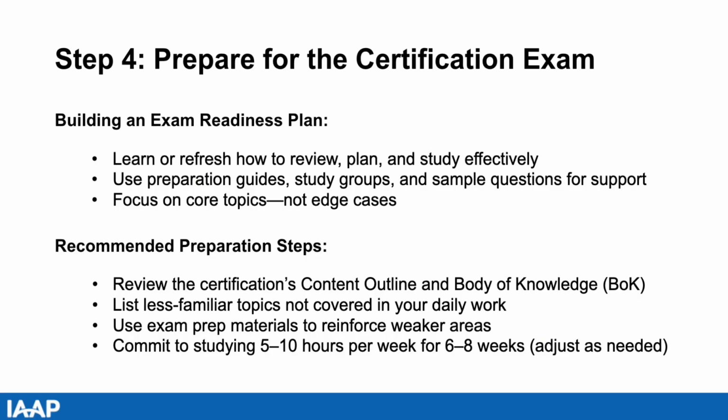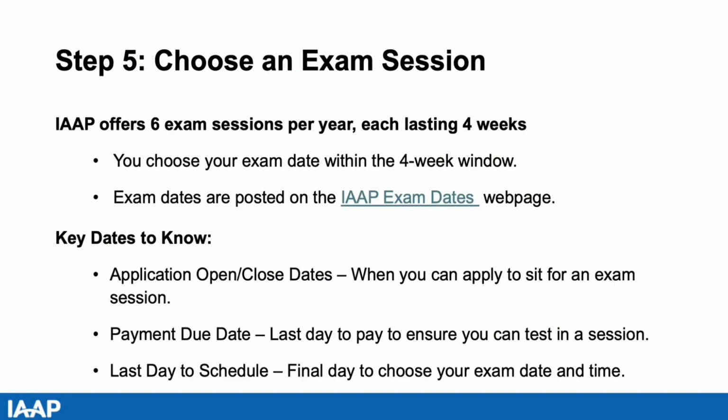Review the certification's content outline and identify unfamiliar topics. Review the body of knowledge to deepen understanding. List less familiar topics not covered in your daily work. Use exam prep materials to reinforce weaker areas. Commit to 5 to 10 hours of study per week for 6 to 8 weeks. Adjust as needed. Additional resources are always available in the Prepare For section of each certification's About page. IAAP holds 6 exam sessions every year.